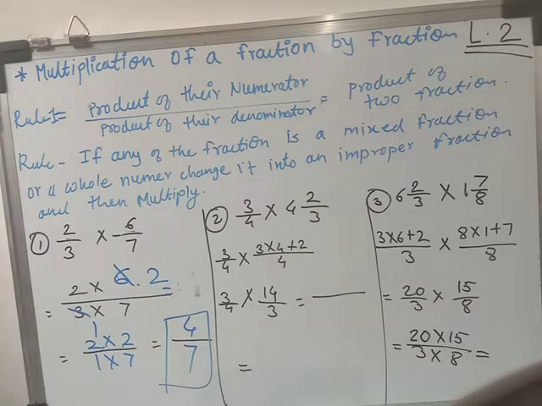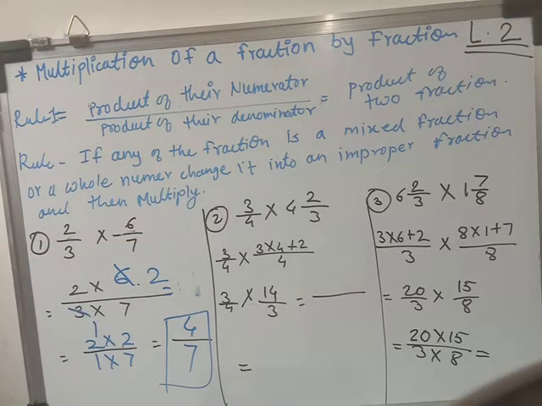How have we done the multiplication of two fractions? First we multiply the numerators, then multiply both the denominators. If the numerator and denominator are both divisible by one number, divide them and then multiply. So we have solved question number 1 here. Question number 2 is the next example.